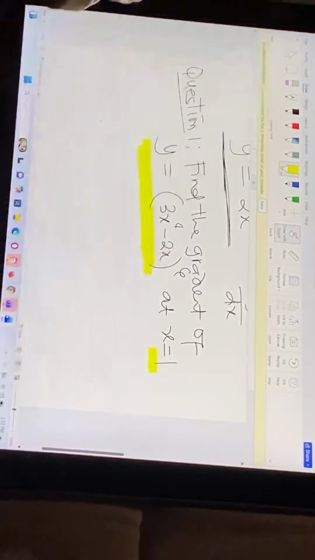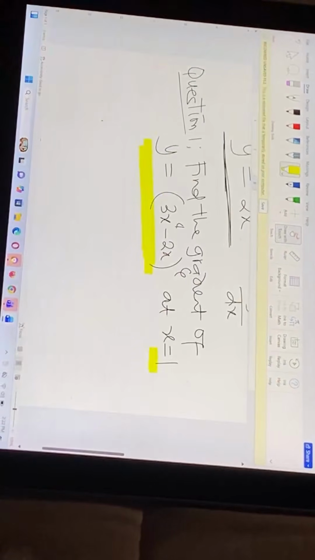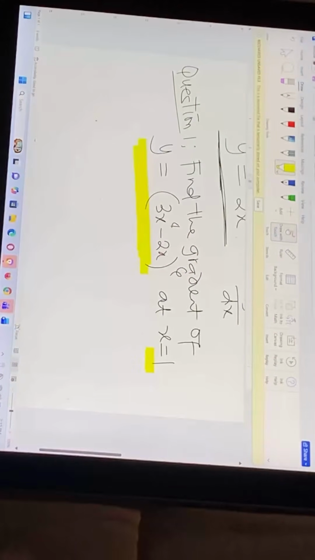So class, which one do you prefer? Is it the solving or the calculator? Let me hear from you. Is it the solving manually or using calculator? Which one is better? Okay, which one is better to solve this? Do you prefer the calculator shortcut or manually? Please let me hear from you guys.